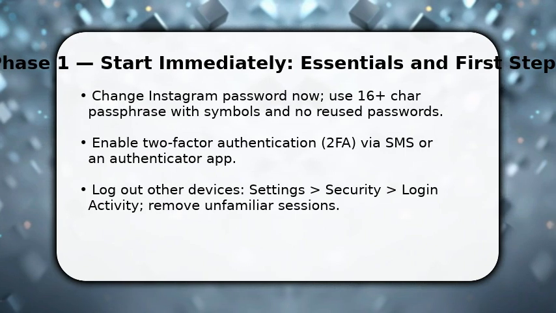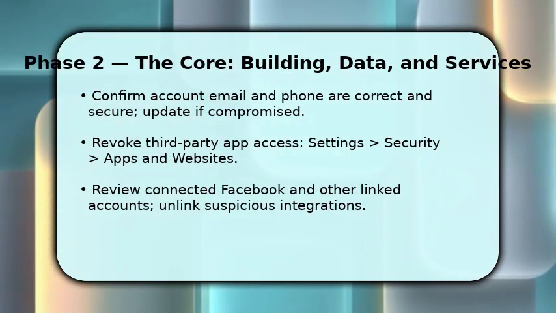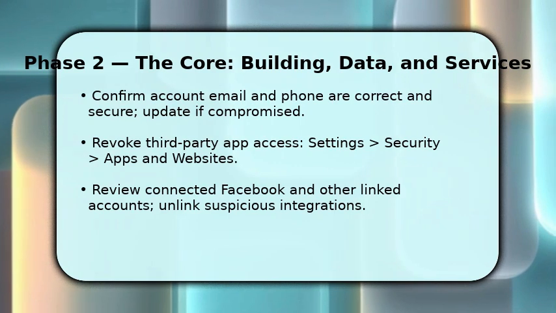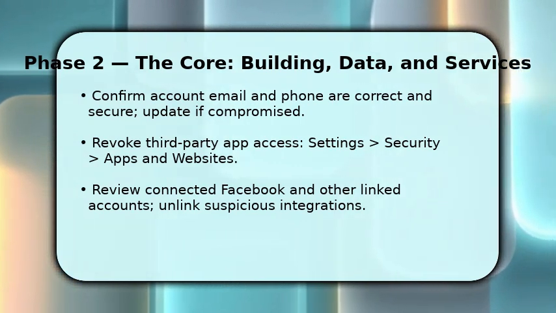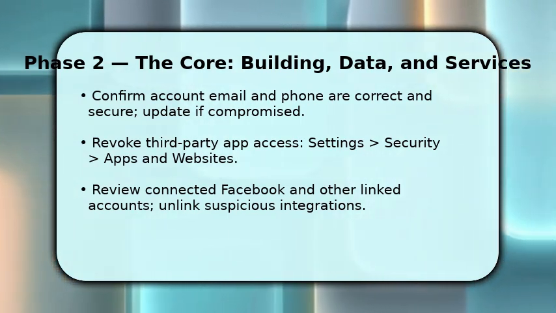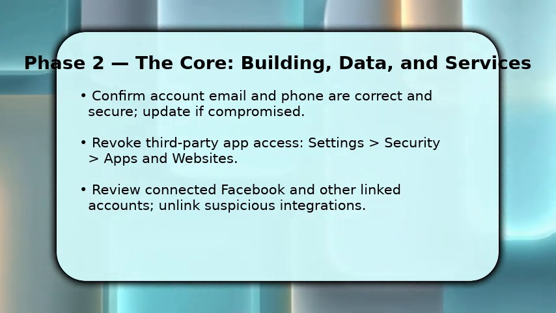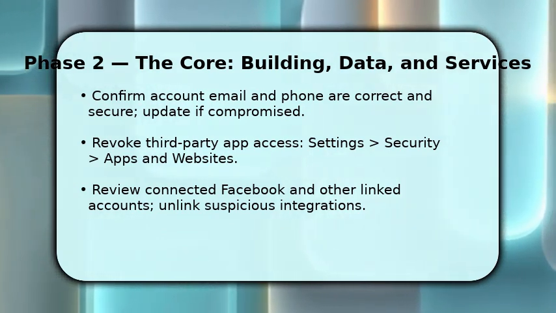Once the account is locked, verify your recovery info. Confirm the email and phone number on file belong to you, and change their passwords if needed so recovery tokens cannot be intercepted. Then review and revoke third-party app access.